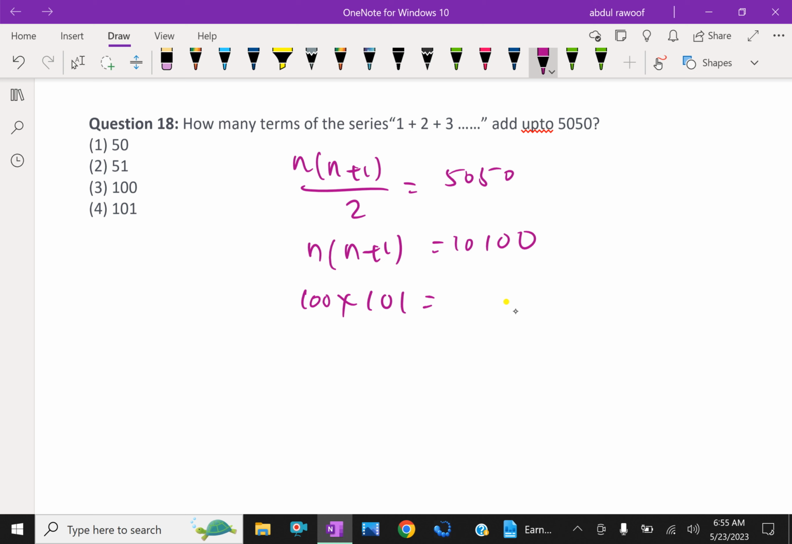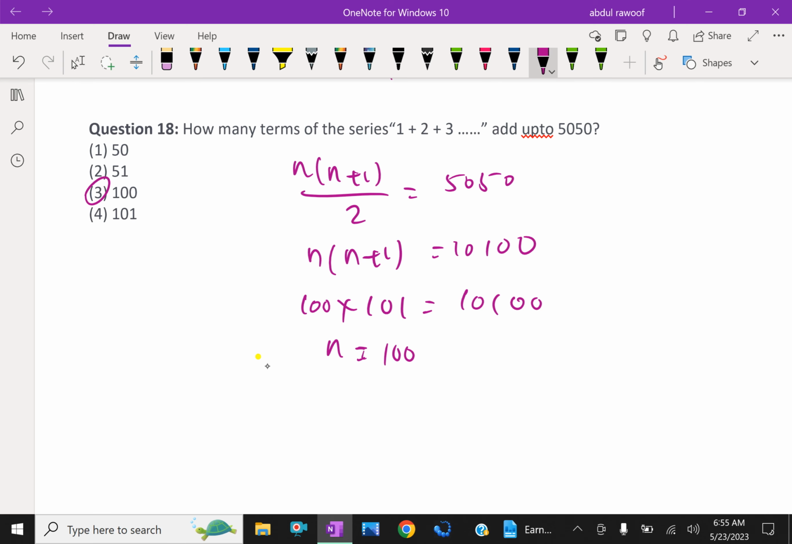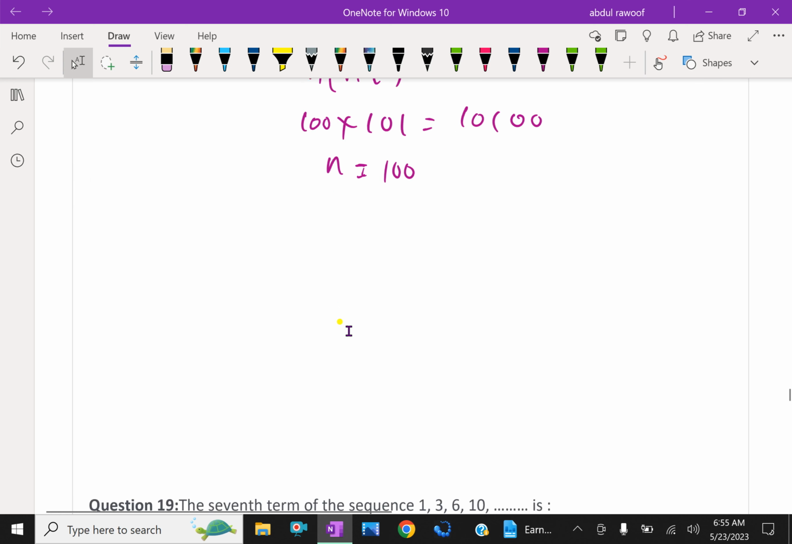100 into 101 is equal to 10,100. Therefore, the middle term is splitting, so n equal to 100. So there are 100 terms of natural numbers 1 to 100, adding to 5050. Therefore, n equal to 100.